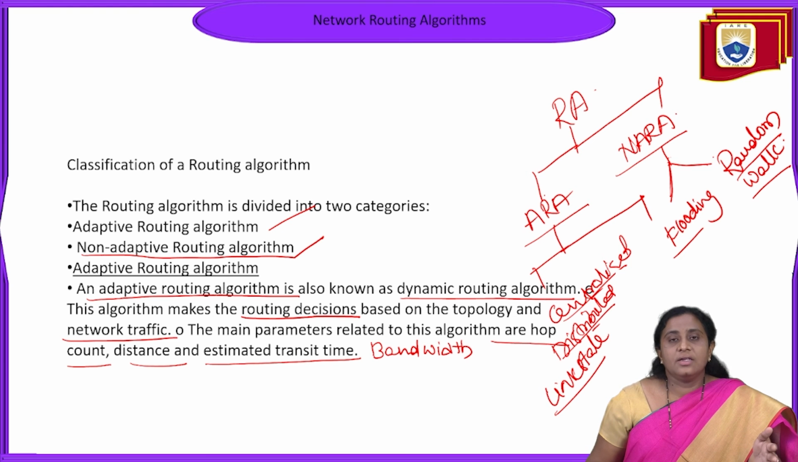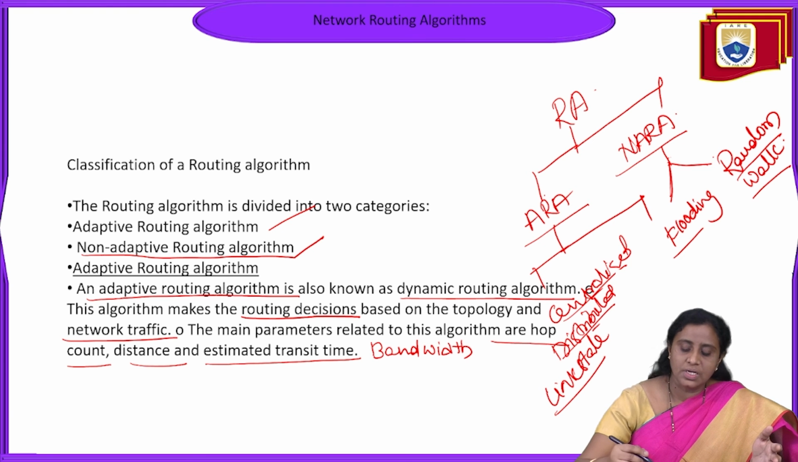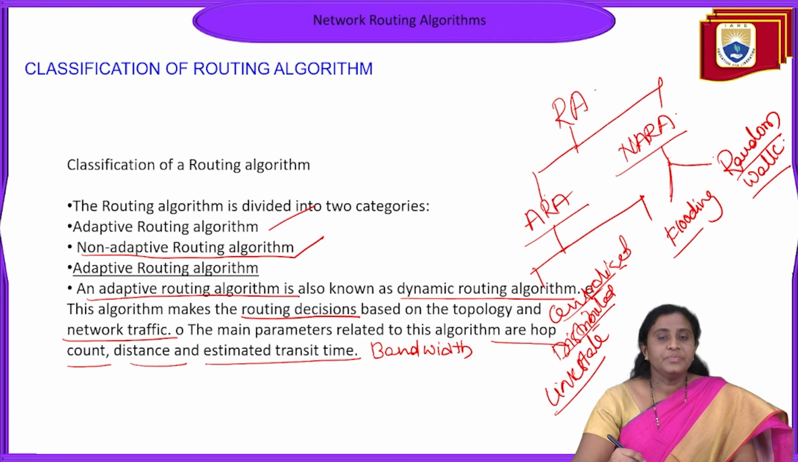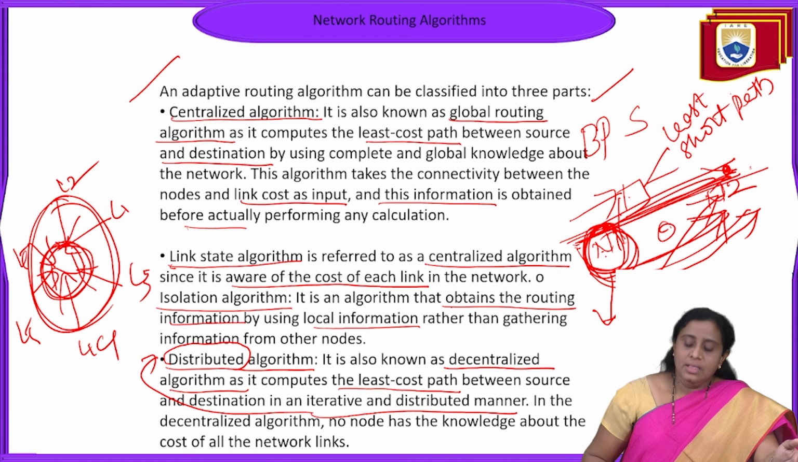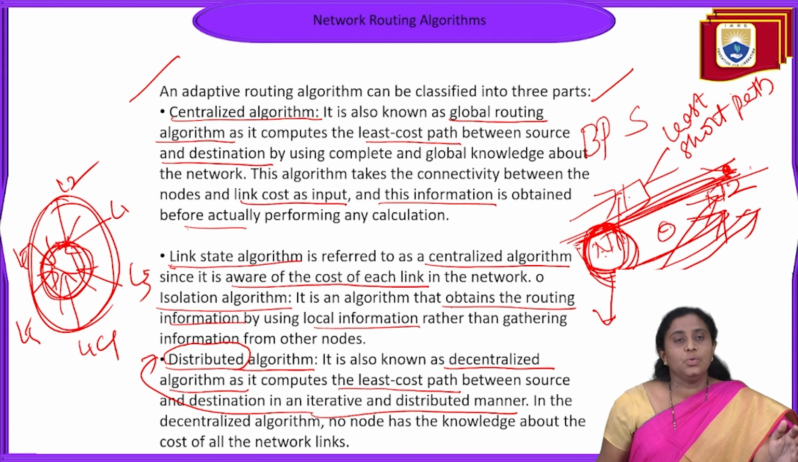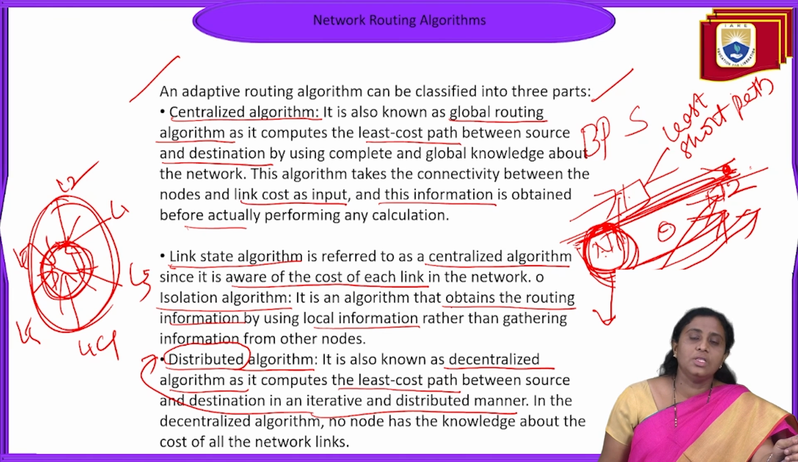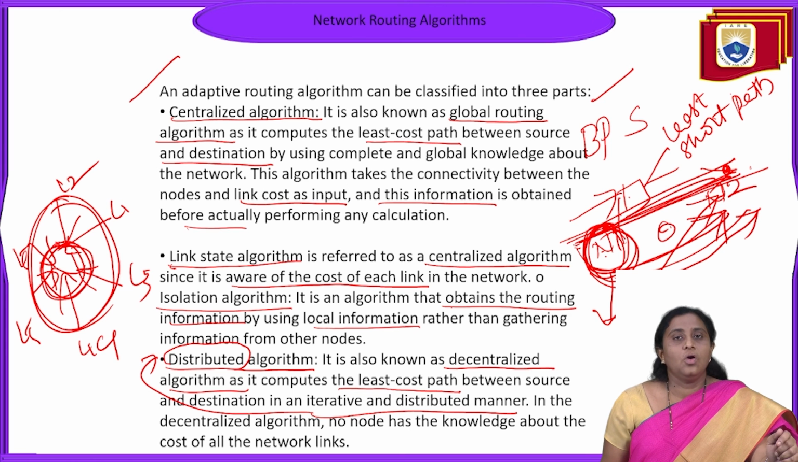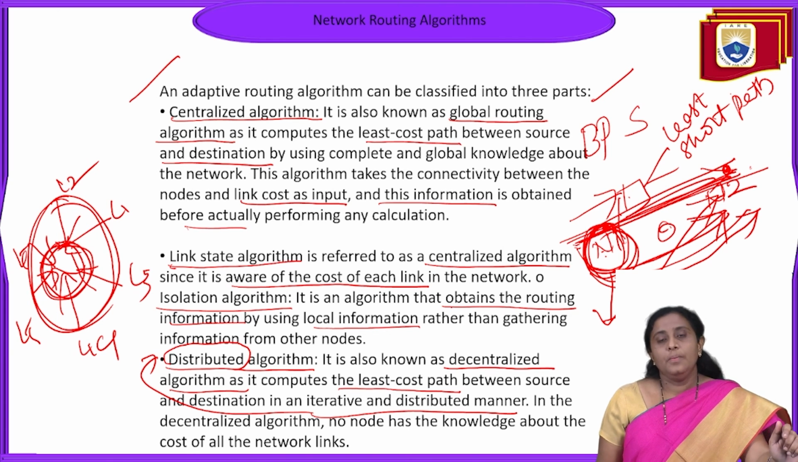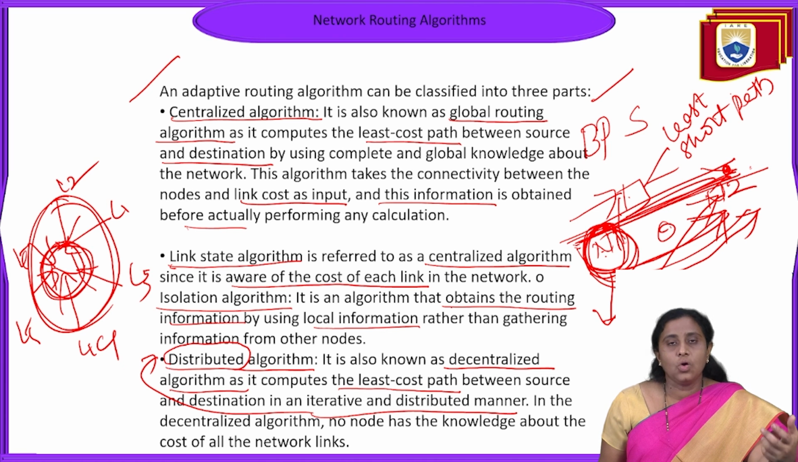And what are the factors, metrics and measures associated with the adaptive routing algorithm, and what do you mean by the classification of the adaptive routing algorithm? The classification of the adaptive routing algorithm can be categorized into four types. What do you mean by a centralized algorithm? What we can call a global routing algorithm. It is also based on metrics and measures like the link cost as an input, and the information obtained before a packet can select the path to transmit from one node to another node.